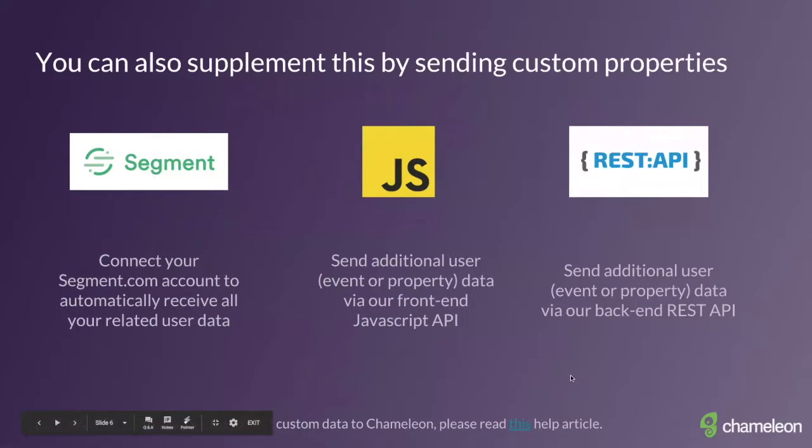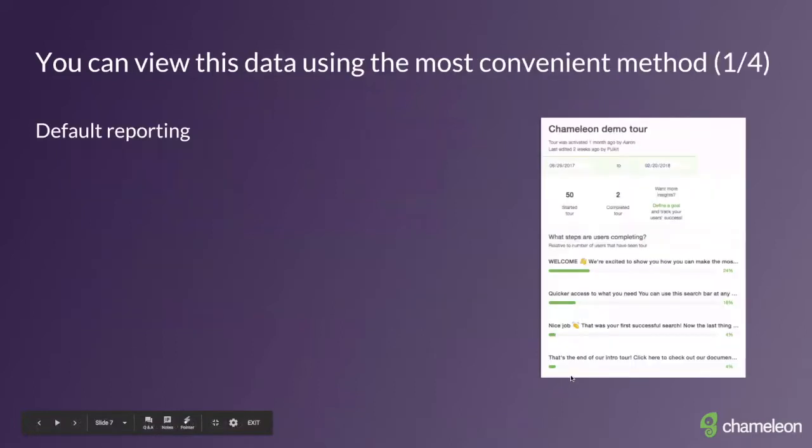And there's a help article. We'll be sending this deck afterwards. There's a help article to help you understand that. Now, there's a few different places where you can view this data. So you're sending this data. How do you get your performance data out?